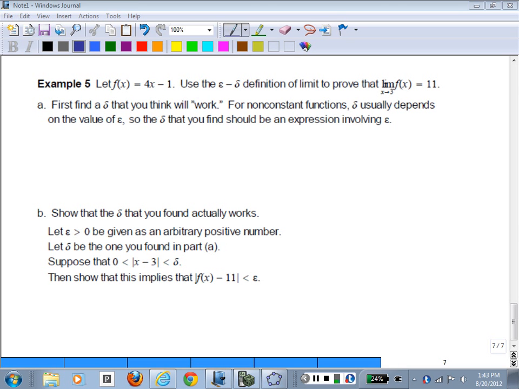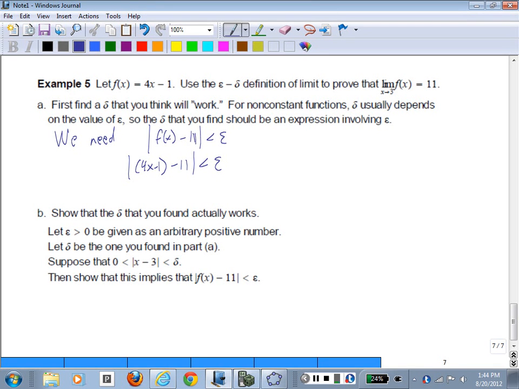So what we need eventually is this. As our final punchline at the end, we need to be able to say, aha, the absolute value of f of x minus 11, sure enough, is less than epsilon. When we conclude that, we'll be done. So that means that the absolute value of 4x minus 1 minus 11 will have been shown to be less than epsilon. Okay, let's work on that expression.